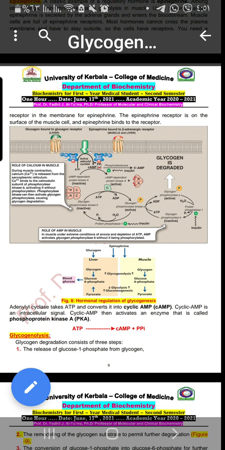This figure indicates the role of glycogen phosphorylase. As indicated, we have glycogen alpha-1,4 and alpha-1,6 glycosidic linkage. The glycogen phosphorylase liberates glucose 1-phosphate and then transferase enzyme and glucosidase, which are called debranching enzyme, continue the degradation of glycogen or glycogenolysis.